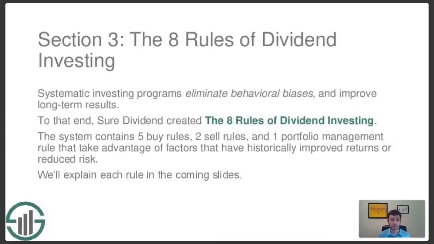Now we're going to discuss the 8 rules of dividend investing. This is our systematic investing program to eliminate behavioral biases and improve long-term results. Specifically, this is our way to build a high-quality dividend growth portfolio for rising dividend income over time. The 8 rules of dividend investing are broken down into 5 buy rules, 2 sell rules, and 1 portfolio management rule that take advantage of some of the factors that we've previously discussed and some new ones that we haven't yet. And we'll explain each rule in the following slides.